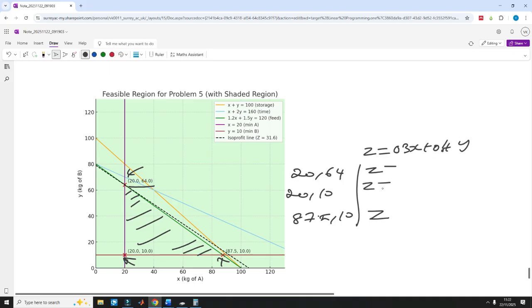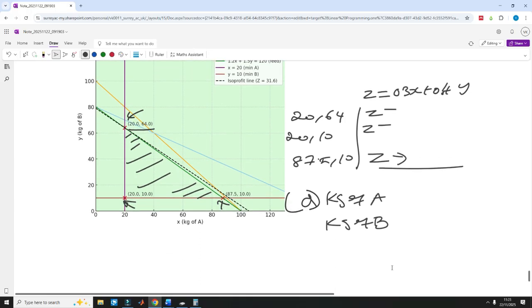And now we calculate the z value until where the z is minimum. So based on that, now your answer will change for D. So the kg of A and the kg of B that we should produce in order to reach a maximum profit will be dictated by the value that you obtain here.